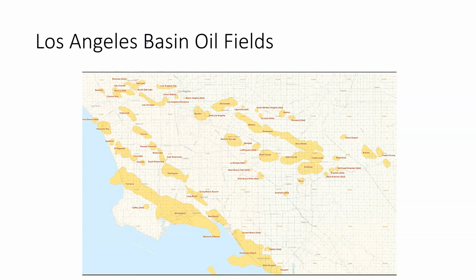So in the Los Angeles Basin in particular, there are a lot of oil fields. All of these yellow areas are oil fields. You'll see quite a few oil pumps in these areas because that's where we can get a lot of production in California anyway.